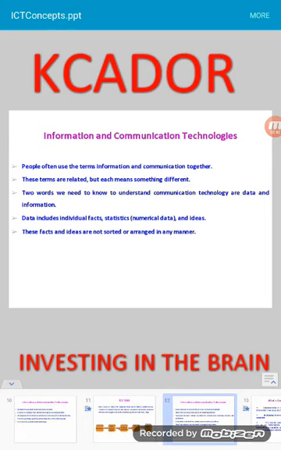Data includes individual facts, statistics, numerical data, ideas. These facts and ideas are not sorted or arranged. So the most important thing to understand about data is that it is information that has been put together, but it is not sorted or organized. It has not been organized.